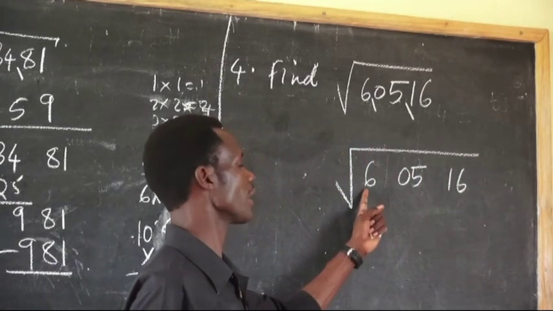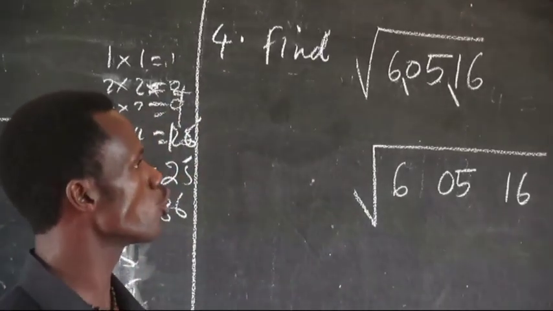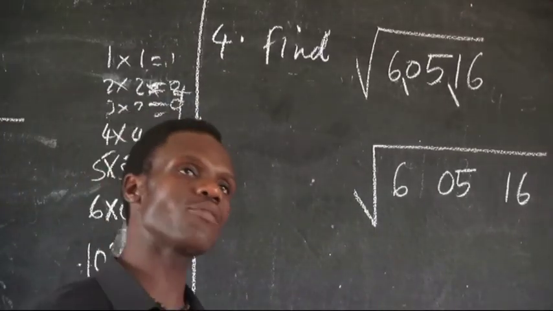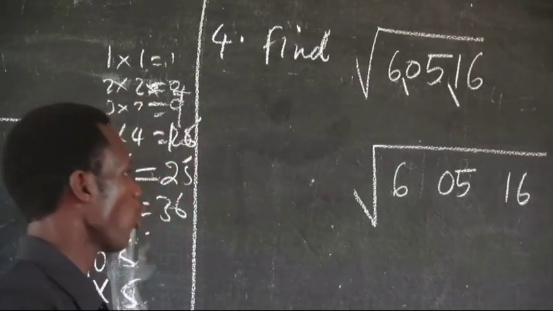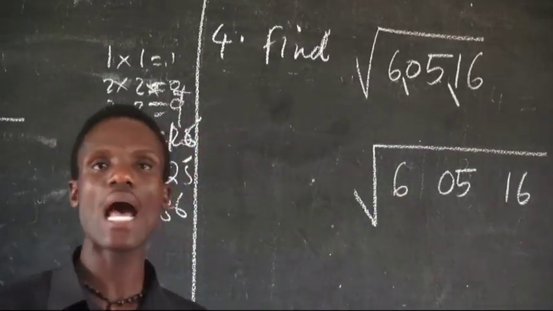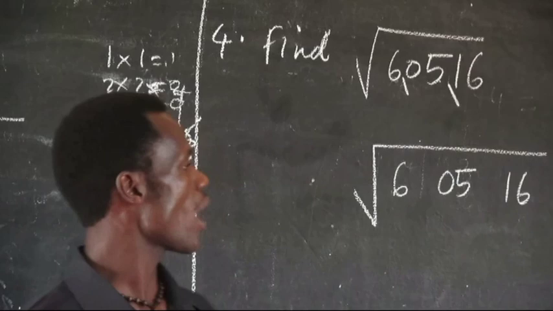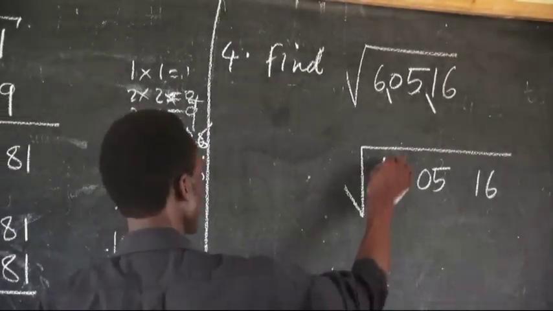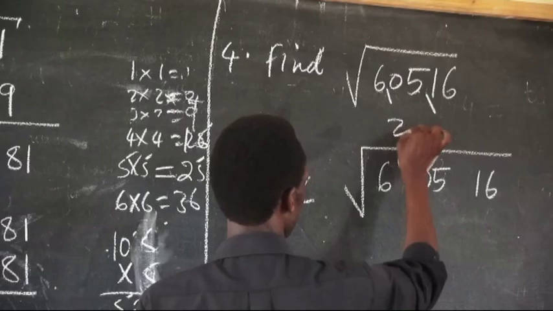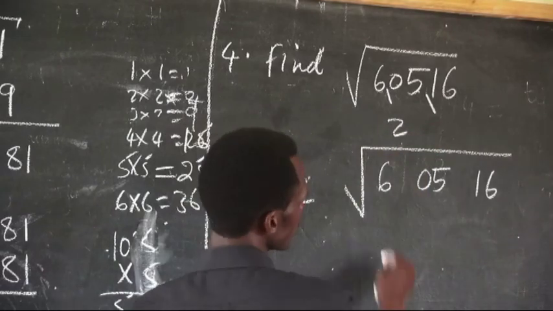Now the first group is 6. Now you should start with the first group from the left-hand side of the number. From the left-hand side of the number, we just have 6. So you think of the number that will multiply by itself, so as you get 6, or the nearest number to 6. Now you definitely find 2 times 2, because when you take 3 times 3, you find it is 9.